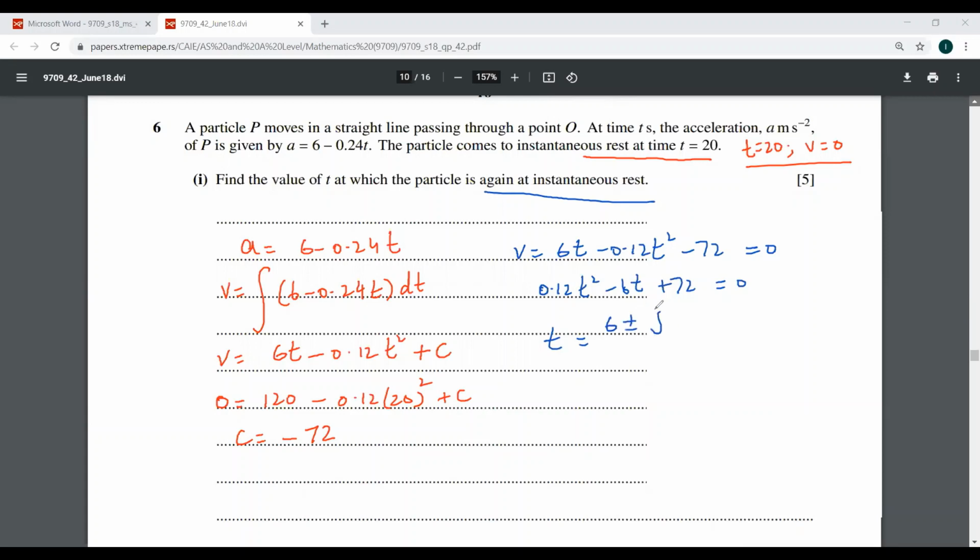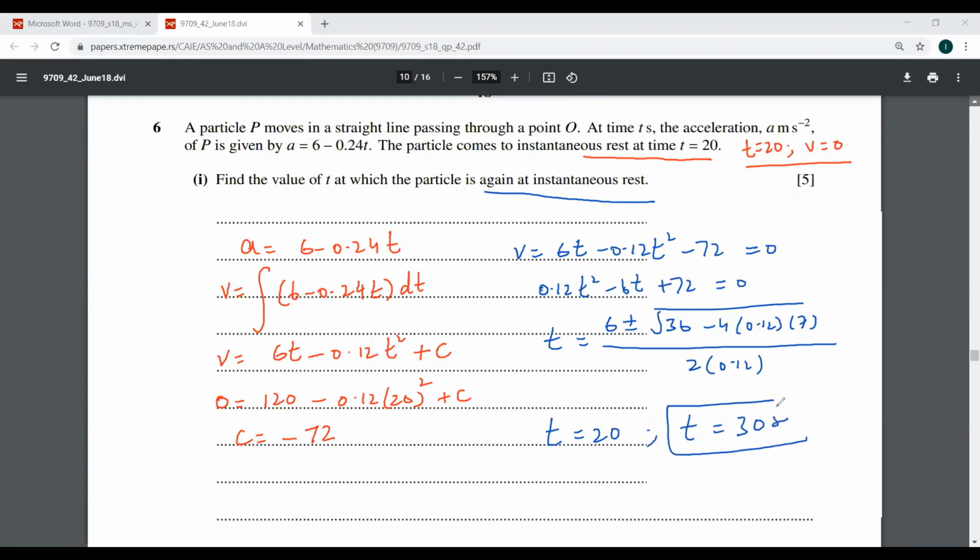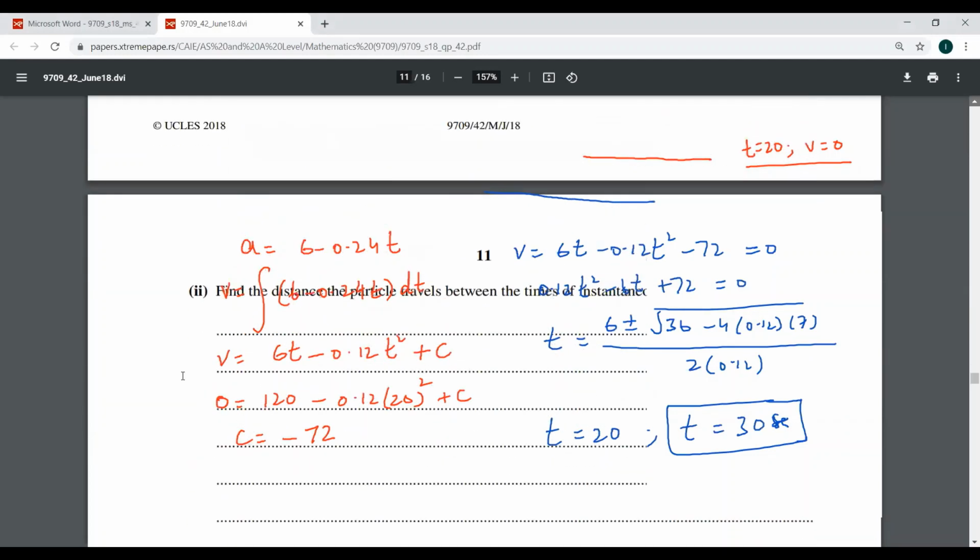6 plus minus the square root of 36 minus 4 into 0.12 into 72, over 2 into 0.12, and now you use the calculator and tell me what the two values are. One will be 20 and the other is 30. Okay, so you see that is the second time when it is again at instantaneous rest. Okay, let's see what is there in the second part of this question.